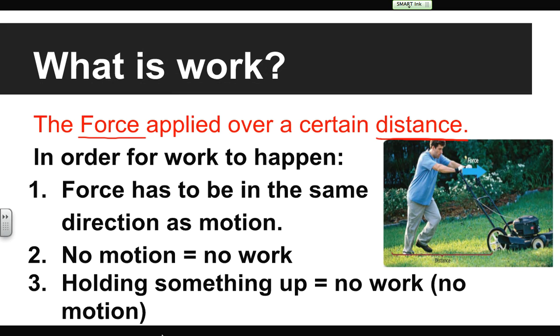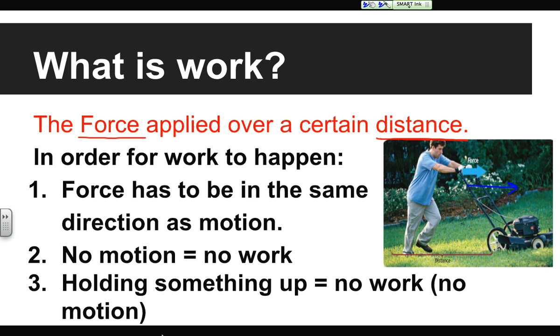So the key here is that we're focusing on a force, like in our last chapter, and a distance. So any time we think about work, we want to ask, was there a force and did it move a certain distance? There are 3 things that have to happen. The first is that force has to be in the same direction as motion. If we look at the picture of our guy mowing, he is pushing the mower forward. So his force is going forward, and hopefully the mower is also going to move forward. The 2 arrows on the picture are pointed in the same direction. If force and distance are in the same direction, work did happen.